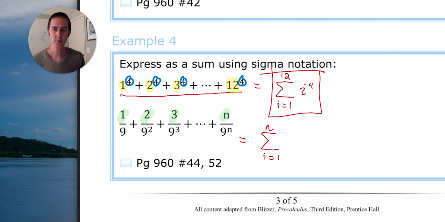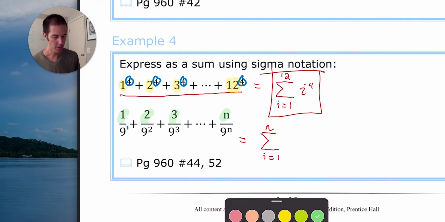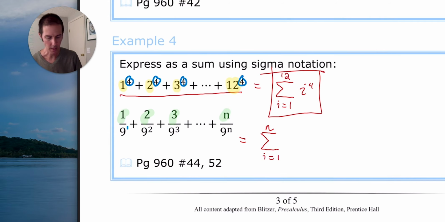Is anything else changing? The numerators are changing. I'm glancing into the denominator. I can see that this is 9, but it could be 9 to the 1st power. That way, I've got 9 to the 1, to the 2, to the 3, to the 4, to the 5, so all the way up to 9 to the n. So those exponents are going to be changing on us also.